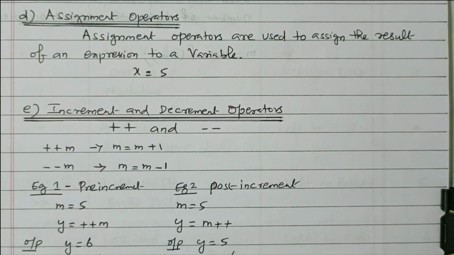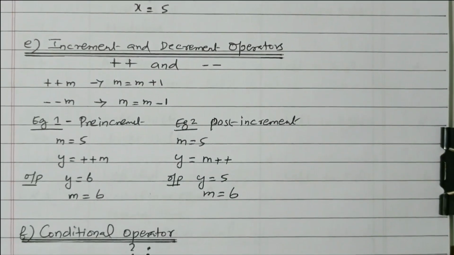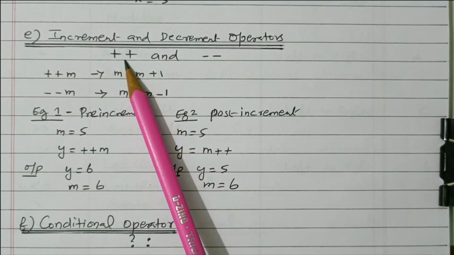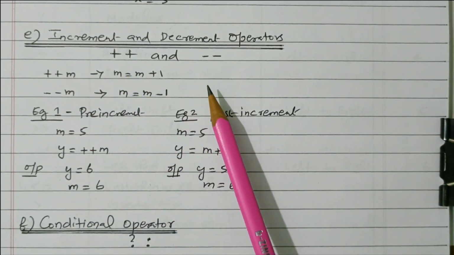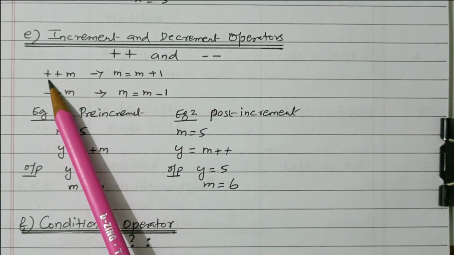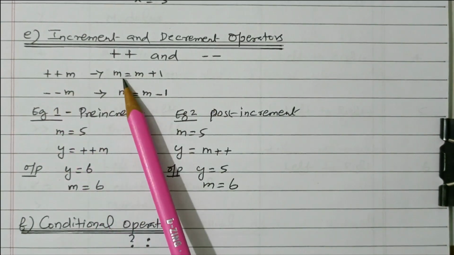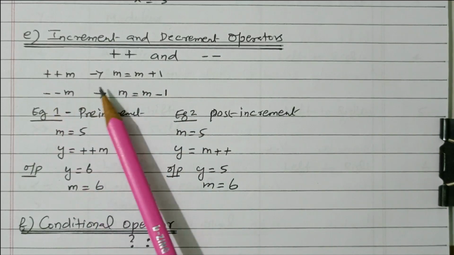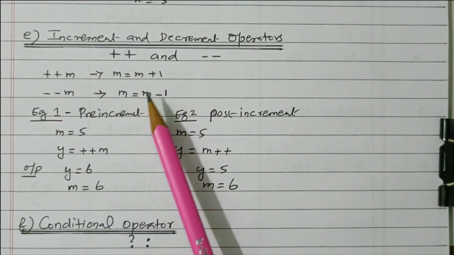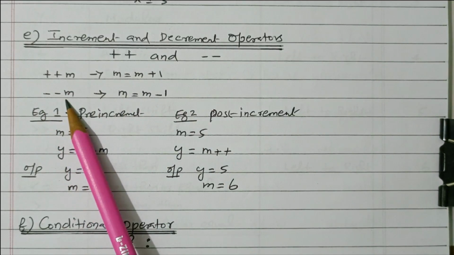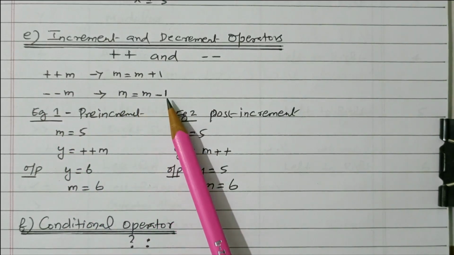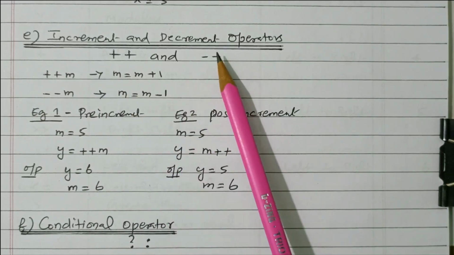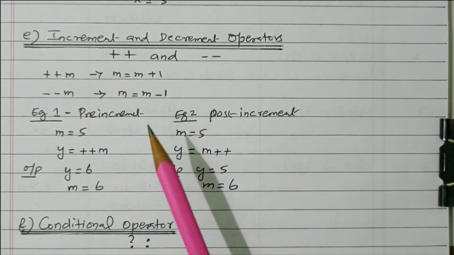Then we have the increment operator and decrement operator. Plus plus and minus minus. Plus plus is the increment operator. Minus minus is the decrement operator. Right. Plus plus m, what is the meaning? m equal to m plus 1. The m is the variable. Plus plus m means with that variable 1 will be added. Minus minus m means m equal to m minus 1. 1 will be subtracted. So increment means 1 will be added. Decrement means 1 will be subtracted.